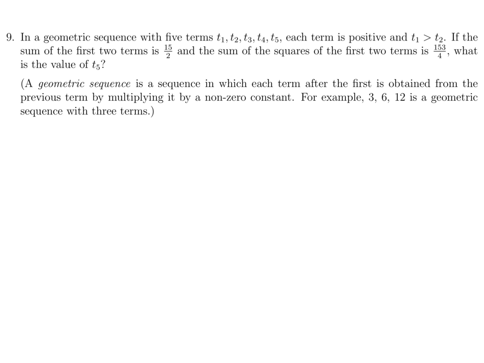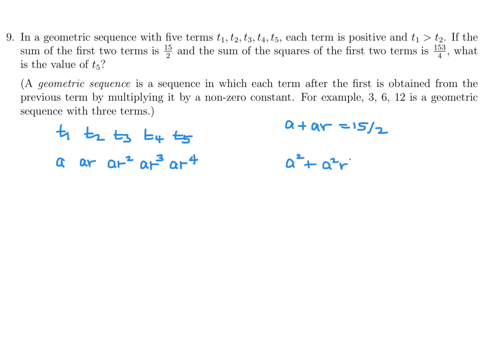Okay. Well, t1, t2, t3, t4, and t5. So we have a, ar, ar squared, ar to the power 3, ar to the power 4. So those are the first 5 terms, and they told me that the first and the second term adds up to 15 over 2, and the sum of the squares of those guys would add up to 153 over 4.